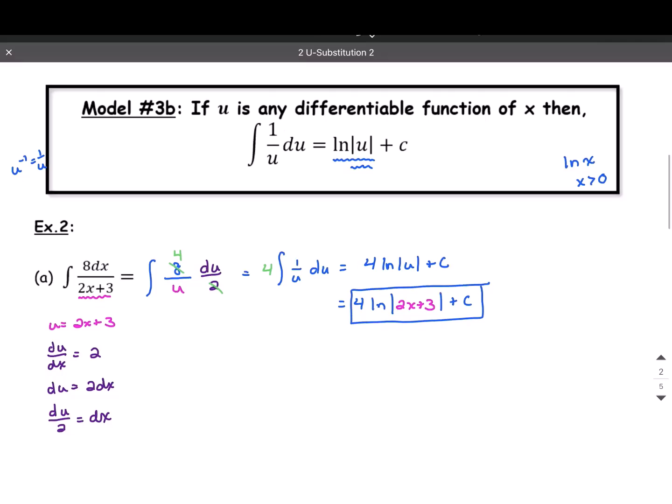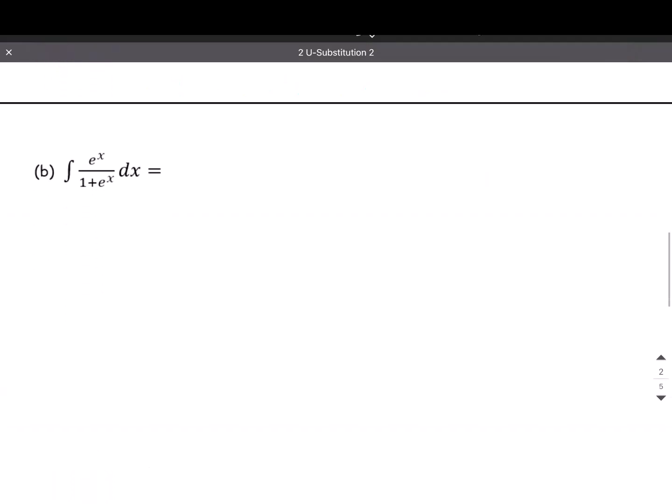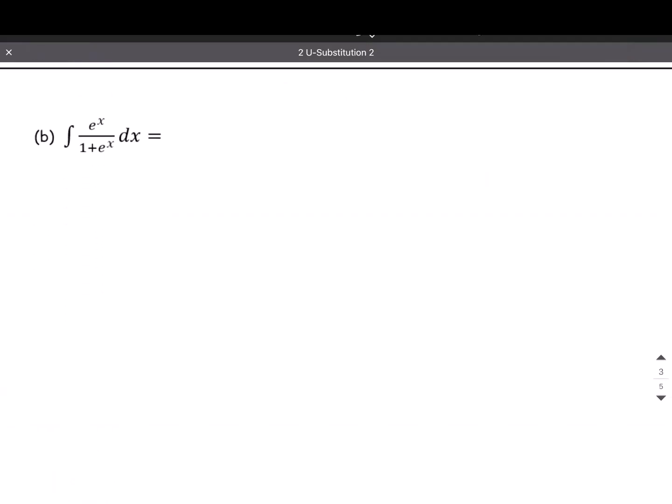Let's try another one. Oh, this one looks scary. The integral of e to the x over 1 plus e to the x. Oh my goodness, what's our u going to be? Well, remember, we said when we're not sure, do we have anything messy raised to an exponent? No, I don't. Do I have a denominator? Yes, I do. So we're going to let u be that 1 plus e to the x.